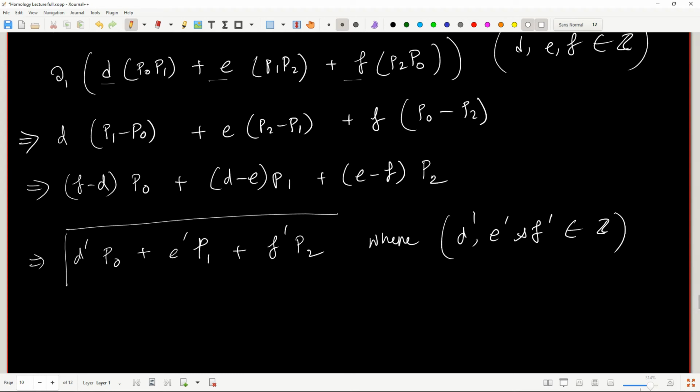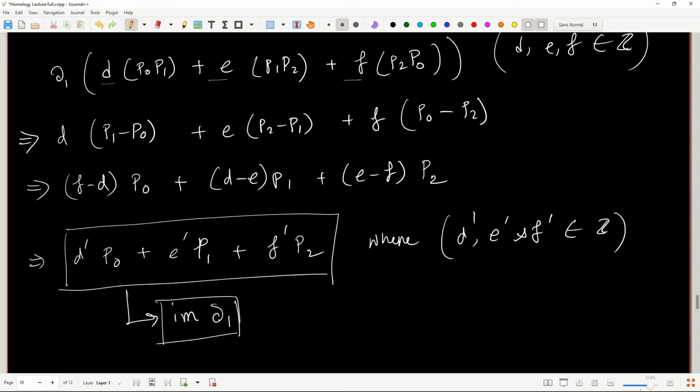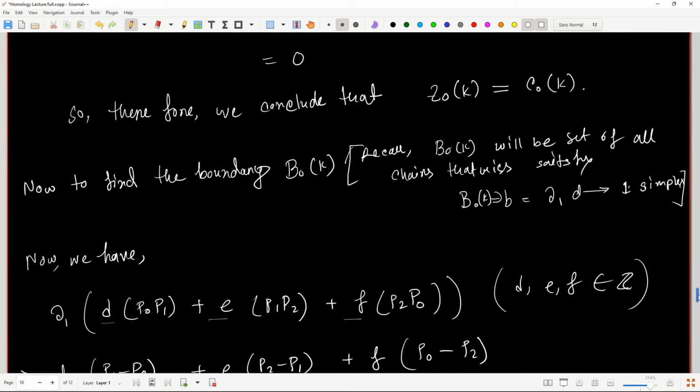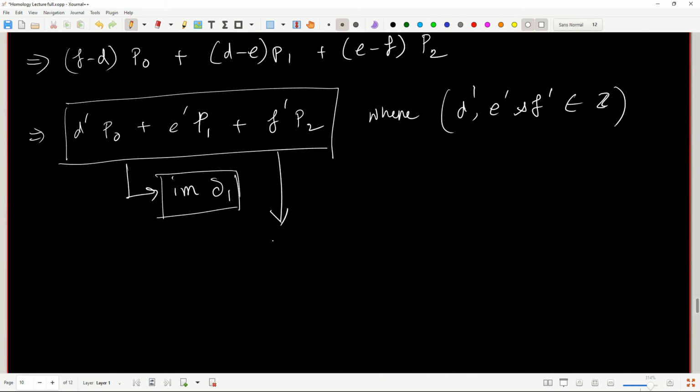And this result is just the image of my boundary operator, relevant in this case. So if you have any element c, small c, that belongs to the 0 chain that we wrote down earlier, we see that any element, these are the elements of your boundary set, B0 of K.